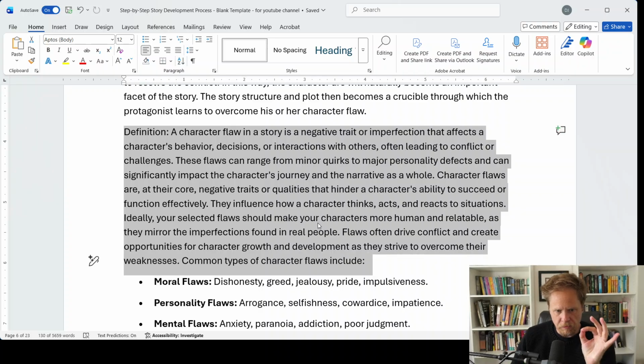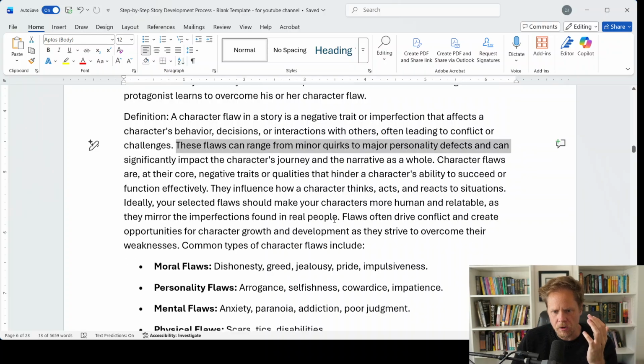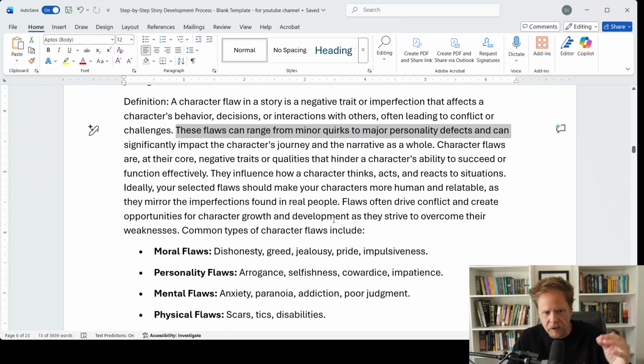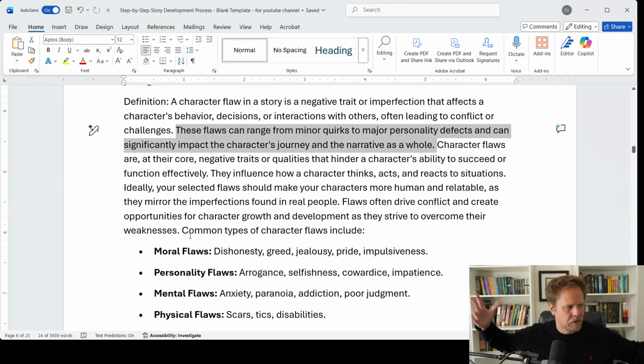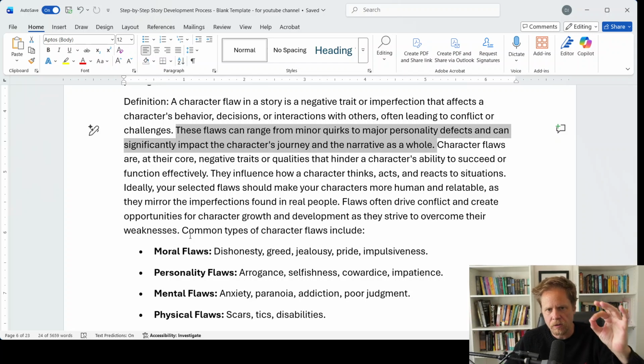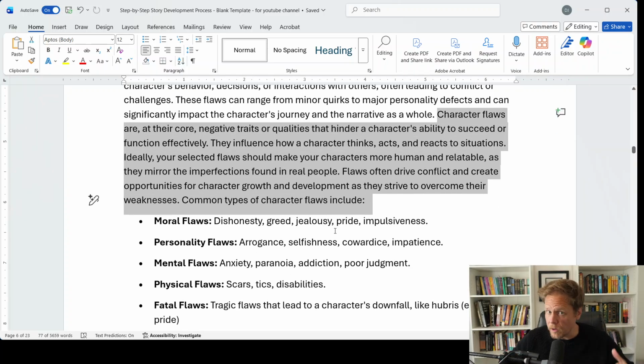So these flaws that we're going to give our protagonist have to somehow lead to conflict, and that's why. So these flaws can range from minor quirks to major personality defects and can significantly impact the character's journey and the narrative as a whole, okay? That goes back to what I was just saying, right? So we don't just want to give protagonists character flaws for no reason. We want to choose something that's going to make it harder for them to get what they want, okay? That's going to build conflict and tension to make your story more interesting and put readers on the edges of their seat.